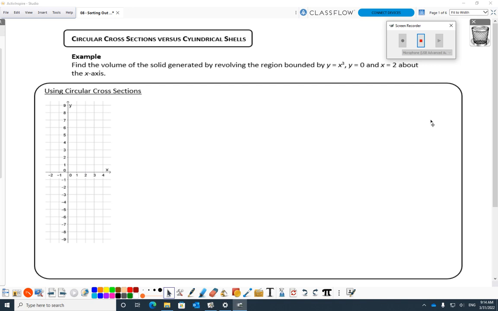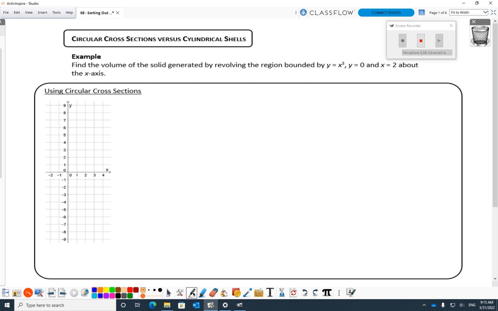In fact, this is an example we did in previous chapters. Find the volume of a solid generated by revolving the region y equals x cubed, bounded by y equals x cubed, y equals 0, and x equals 2, about the x-axis. You need a little graph here.